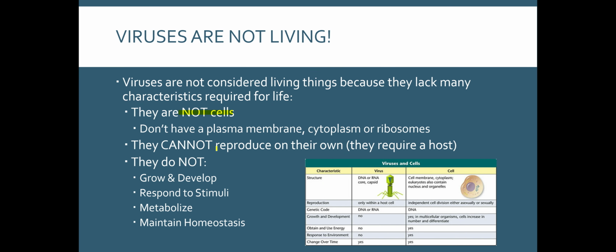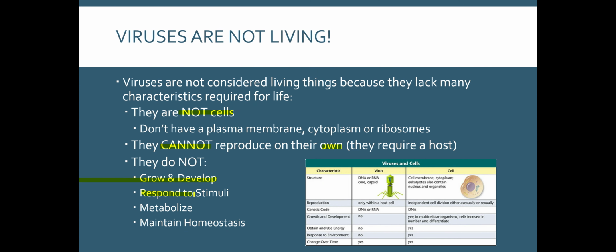Now, while they can reproduce, they cannot do it on their own. So they require a living cell in order to reproduce. And that's what makes them those obligate parasites. They're going to take advantage of a host. And then some other things that they do not do that is going to knock them out of that living category is they don't grow and develop over time. You don't see viruses maturing, or you don't see viruses increasing in size.